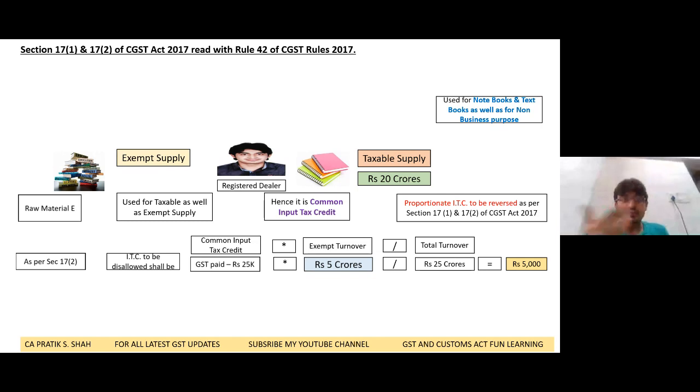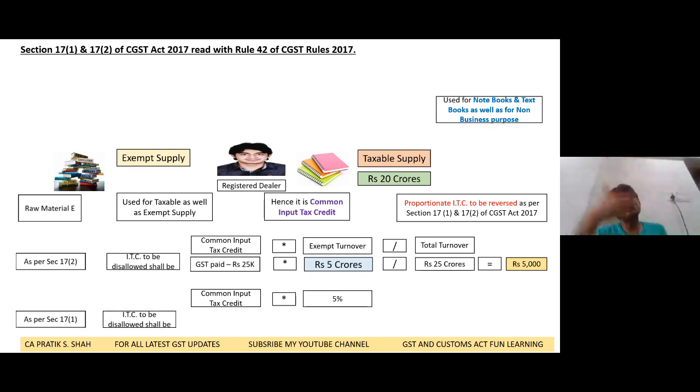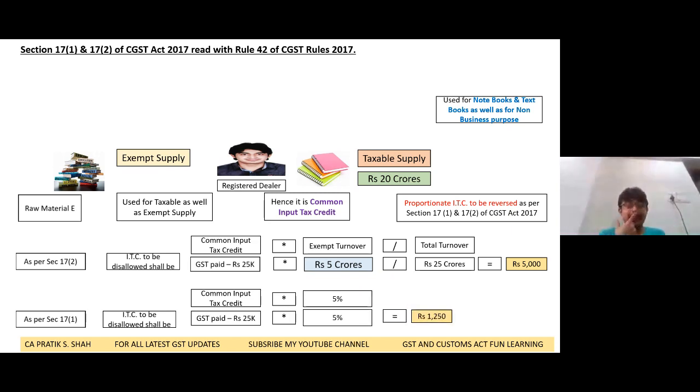Okay. And listen, one more point, 17(1). See this raw material, read the question carefully. It is used for notebooks, textbooks, as well as for non-business purpose. So when a raw material is useful for business and non-business purpose, your common ITC of 25,000 into 5% also you're further required to reverse. Further 5% you are required to reverse, assuming non-business use also. So what is your common ITC? 25,000 into 5%. Further 1,250 shall be reversed. Why? Because you used it for your non-business purpose also. So 5% flat you are required to reverse.